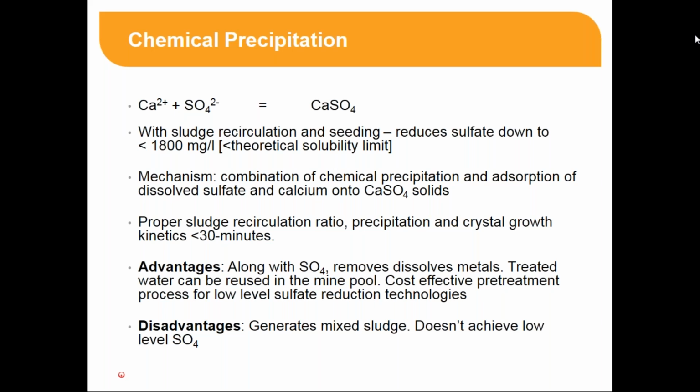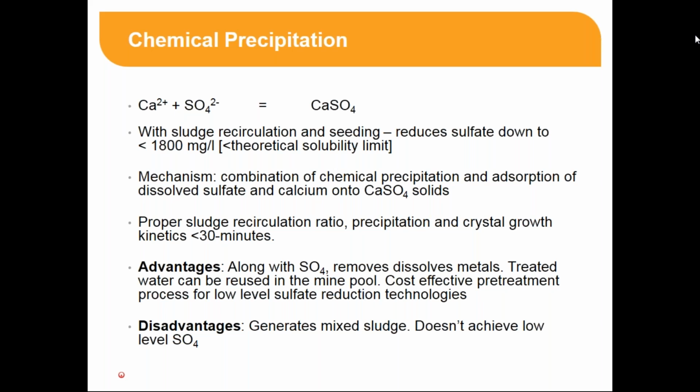What does the sludge recirculation help with? Sludge recirculation helps to improve your settling characteristics, improve your crystal growth characteristics, reduce the chemical consumption, and also reduce the amount of sulfates in the effluent. And what does the seed material do? When you add a seed material, it starts the reaction. So the mechanism happening in the chemical precipitation process is actual chemical precipitation plus adsorption and co-precipitation of the calcium and sulfate onto calcium sulfate solids.